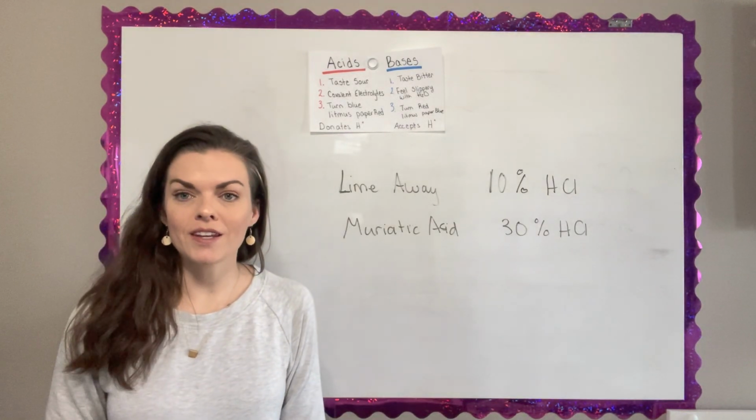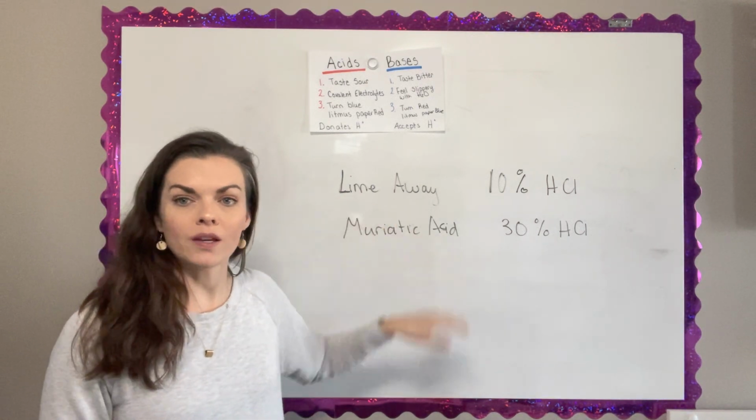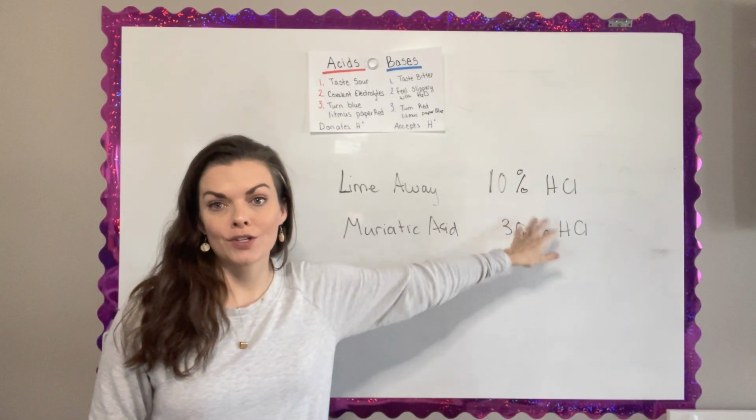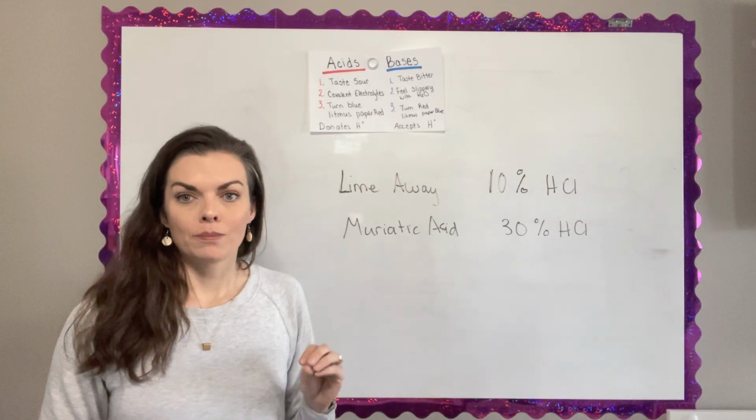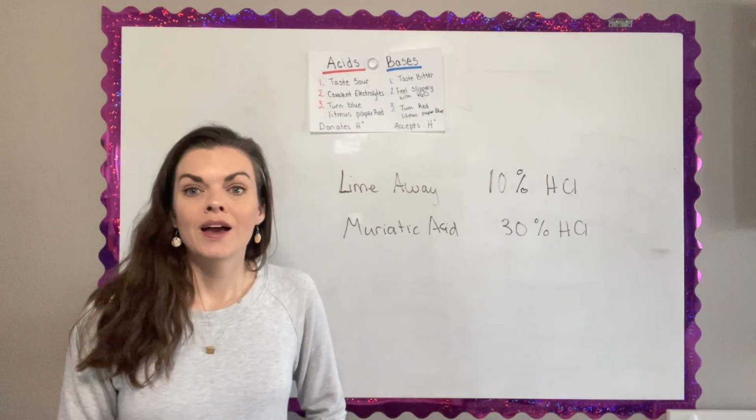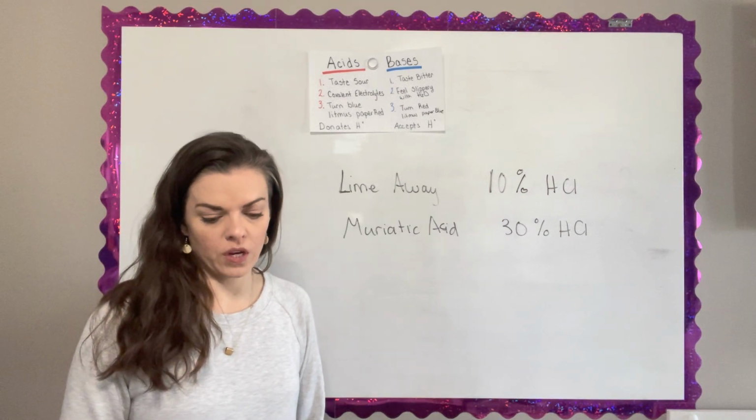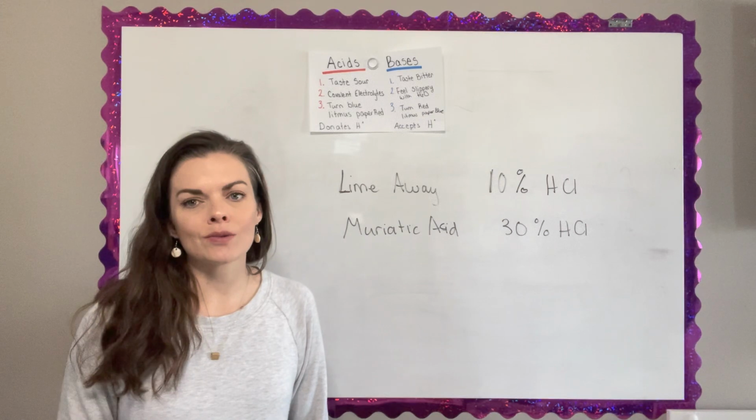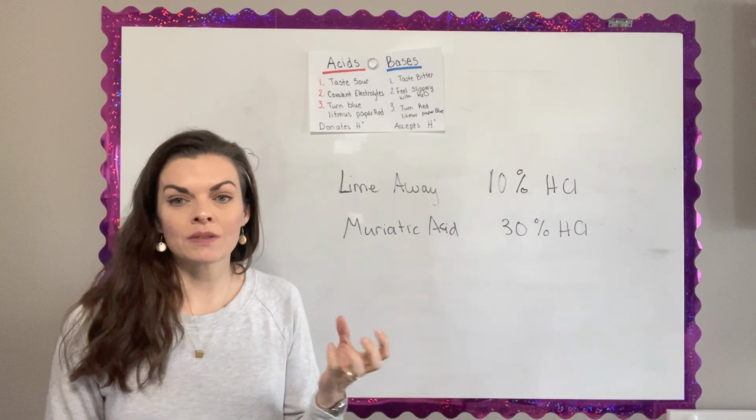Question number 19 gives you two cleaning solutions. It gives you Lime Away, which is a type of toilet bowl cleaner that you can buy, and it has a 10% HCl concentration, and a muriatic acid that you can find at your big box hardware stores like Lowe's or Home Depot, and it has a 30% of HCl acid. And so the question wants you to tell them which one is better for getting rid of lime stains and which one is safer. So lime is a calcium buildup that you get in your water. Depending on where you live, you may get a lot of it, and you sometimes can see it on your faucets.